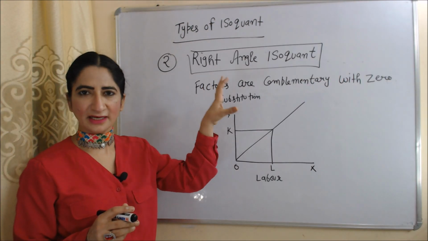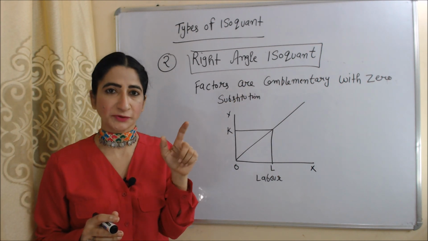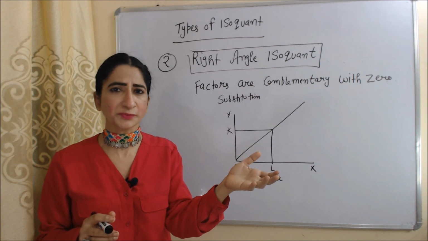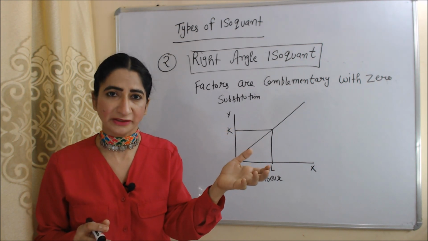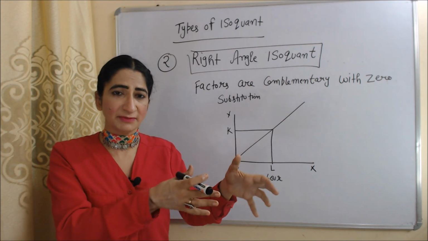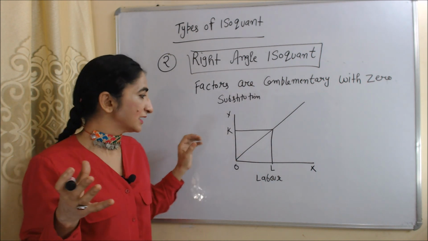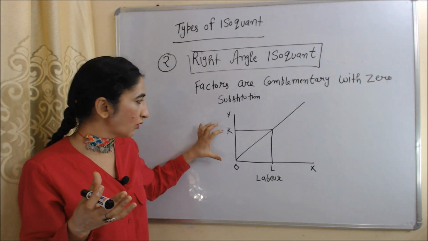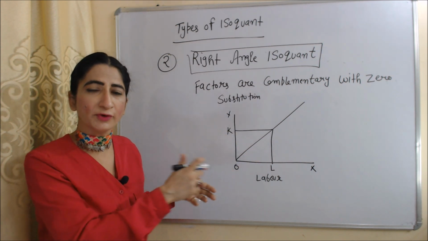The second type is the right angle isoquant. According to this isoquant, factors are complementary with zero substitution. It means that for producing a particular amount of output, we need both factors. We cannot replace one factor with the other. We cannot replace capital with labor. In this diagram, you can see that for producing a particular amount of output, we need OK amount of capital and OL amount of labor. We cannot substitute factors for each other.